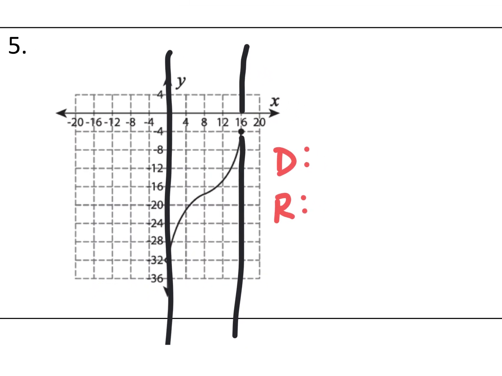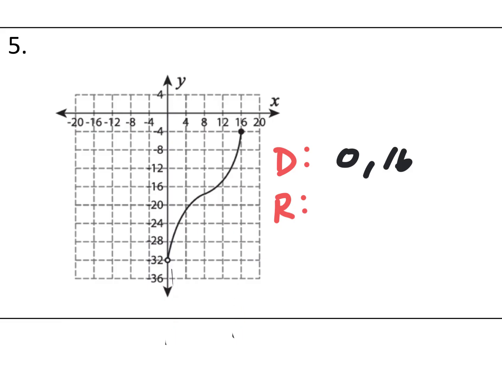0, 16. And now, which one of them does it touch? Because it matters on brackets or parentheses. 16. It touches the 16. Can you tell me why? Because the circle's filled in. Very good. Bracket here, parenthesis there. Nice. All right.